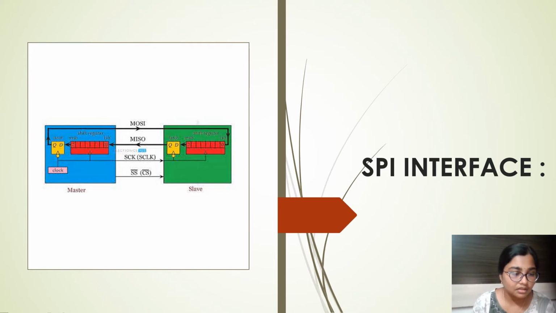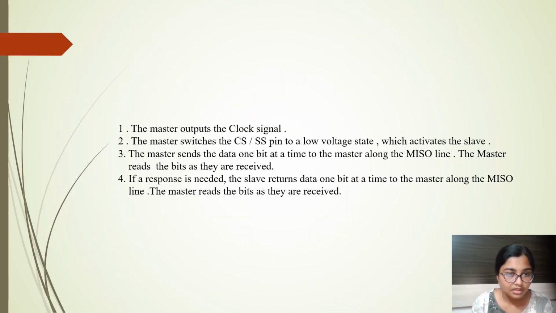So this is the data transfer operation. Here we'll see how it operates. The clock signal will be generated by the master, and next the master switches the chip select to a low voltage. So chip select will be low. Then that activates the slave.